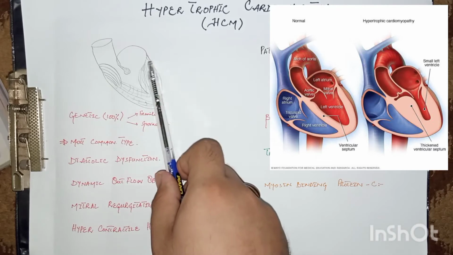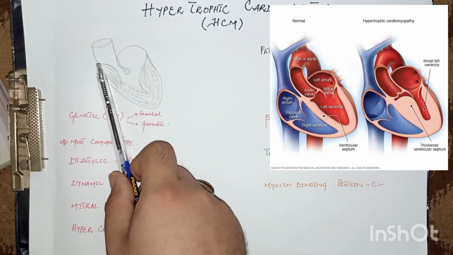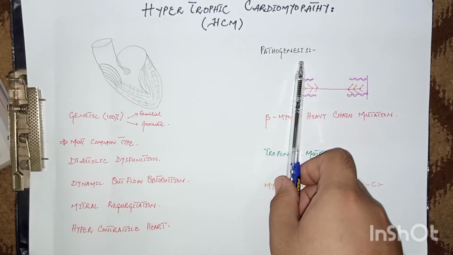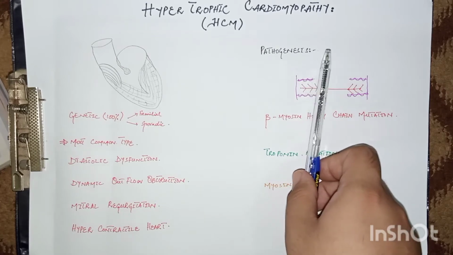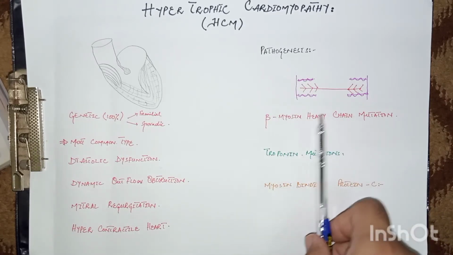The important features are a hypertrophied, thickened, stiffened left ventricle, and asymmetrical hypertrophy of the septum. Now come to the pathogenesis of hypertrophic cardiomyopathy. The most important pathology is mutation in the beta myosin heavy chain.